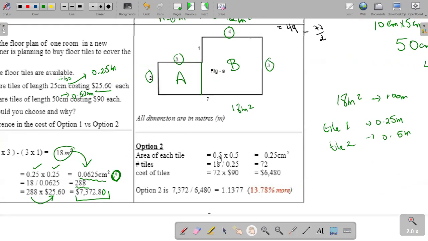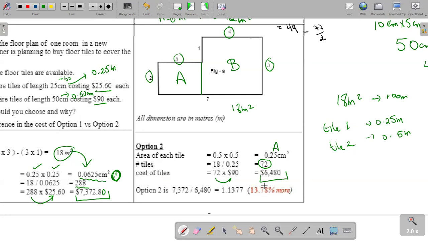Let's look at option 2. The length of one side is 0.5, so they multiplied 0.5 times 0.5, and that's the area of one of the bigger tiles. And then they divide, but this only needs 72 tiles. 72 times $90, because one of the big tiles is $90, and this came up to 6,480.